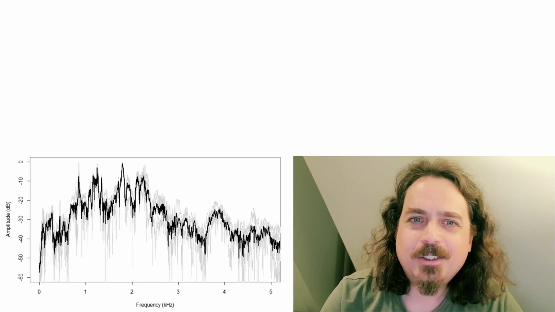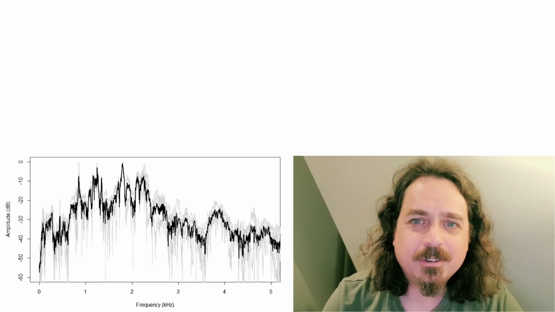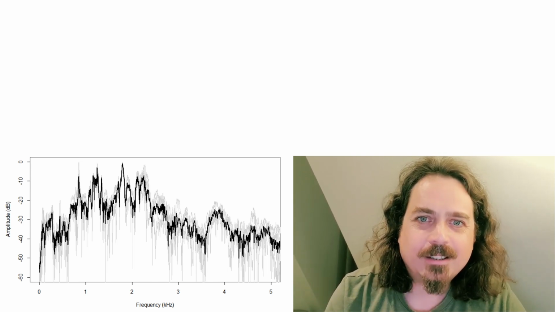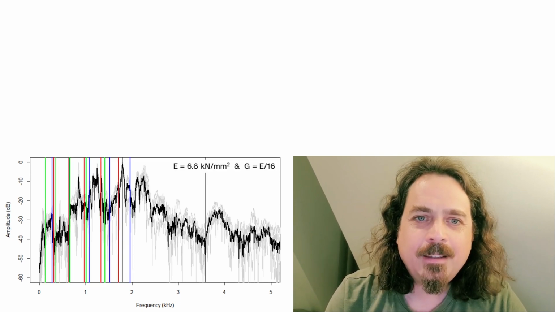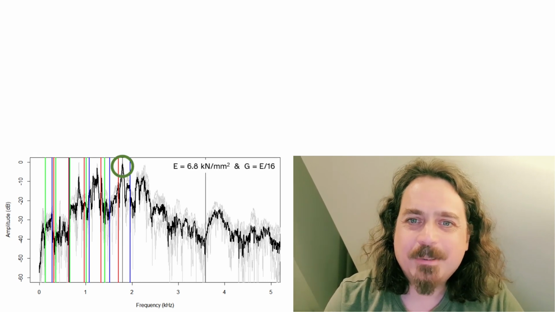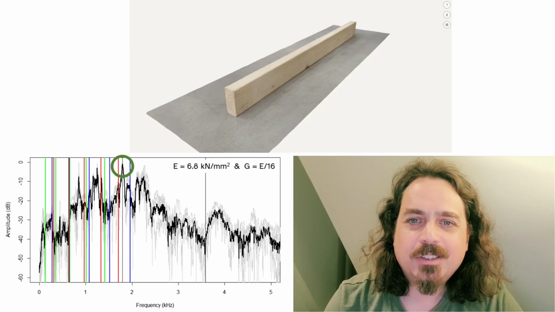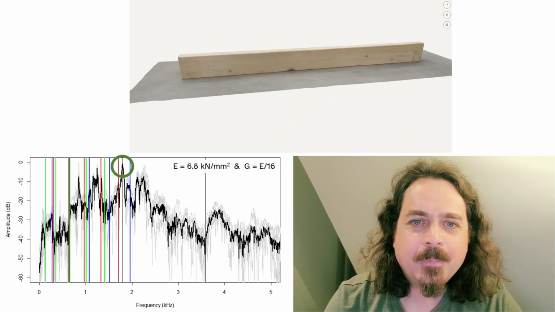Now, the first thing that we need to do is do a fast Fourier transform, an FFT of the sound. We can look at each of the hits individually, the light grey lines, and we can also take an average, the black line. There is this tall peak here, and we could start by thinking that this must be the frequency of the first mode of longitudinal vibration. But this would give it a fairly low modulus of elasticity, just 6.8 kilonewtons per millimetre squared.